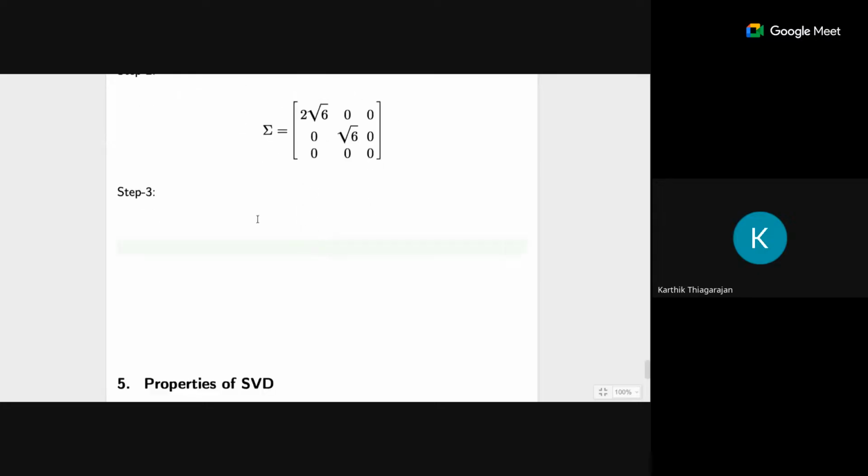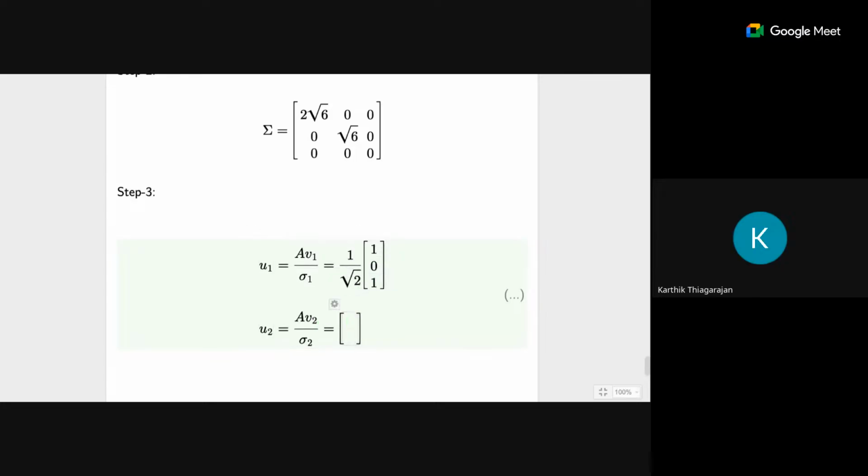Step 3 is getting U. So you can get hold of U1 as AV1 by sigma 1. You can also get U2 in this manner because sigma 1 and sigma 2 are non-zero. Where you will face a problem is U3. I'll first write down what the author has obtained. So this is 1 by root 2 into 1, 0, 1 apparently.